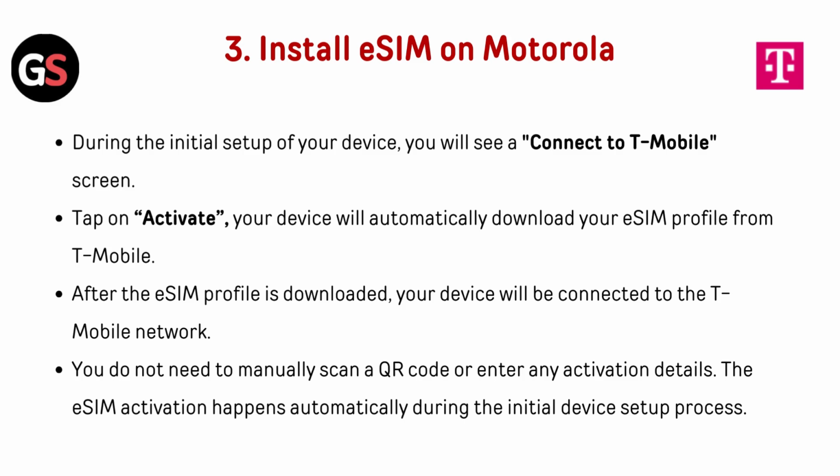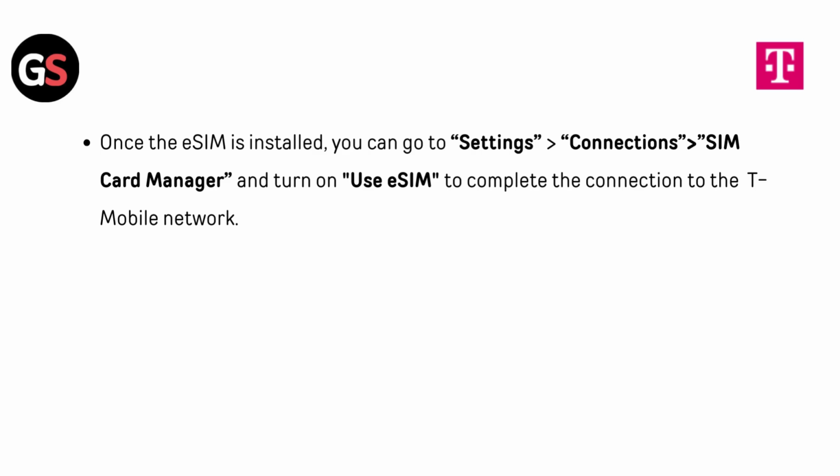You do not need to manually scan a QR code or enter any activation details. The eSIM activation happens automatically during the initial device setup process. Once the eSIM is installed, you can go to settings, then connection, then go to SIM card manager and turn on use eSIM to complete the connection to the T-Mobile network.